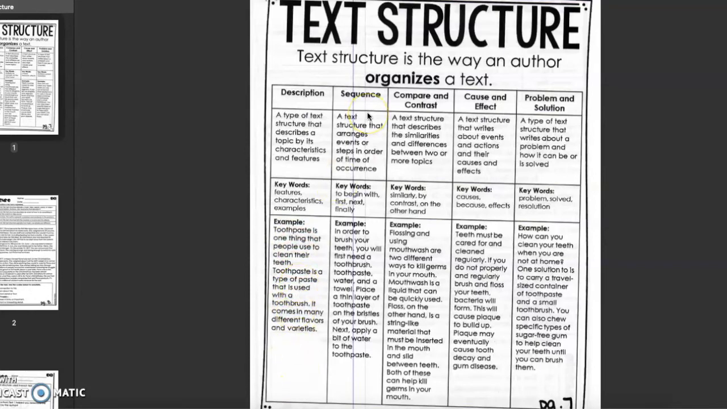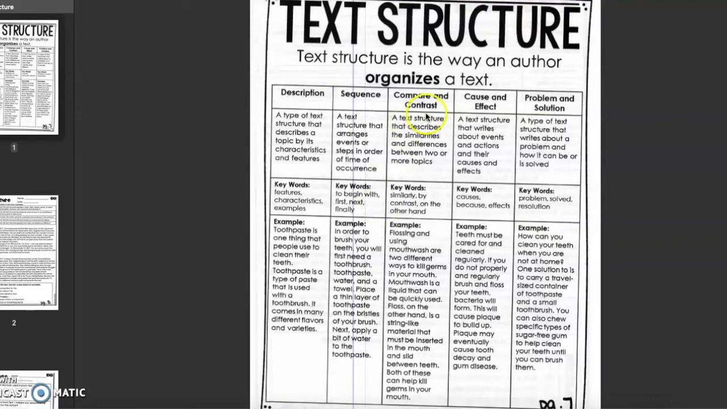The next one is sequence. Sequence is a text structure that arranges events or steps in order of time of occurrence. So it puts them in order, it sequences them. Keywords to begin with: first, next, finally. An example: in order to brush your teeth, you will first need a toothbrush, toothpaste, water, and a towel. Place a thin layer of toothpaste on the bristles of your brush. Next, apply a bit of water to the toothpaste.